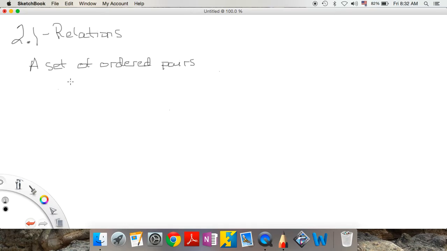When we talk about sets, we use these little brackets here. So if we have an ordered pair like this, that's a set of ordered pairs. There's just one of them in there. So this is a relation.